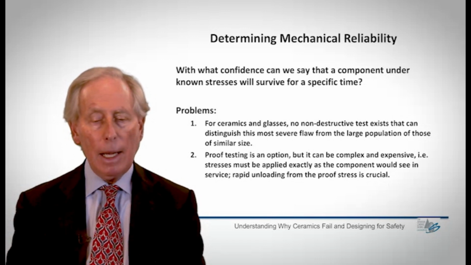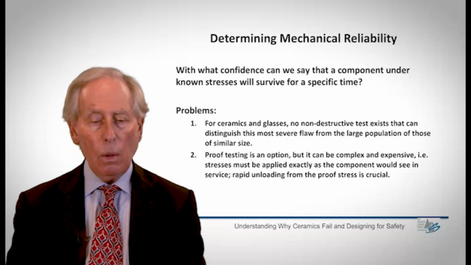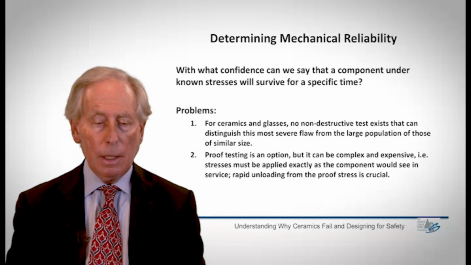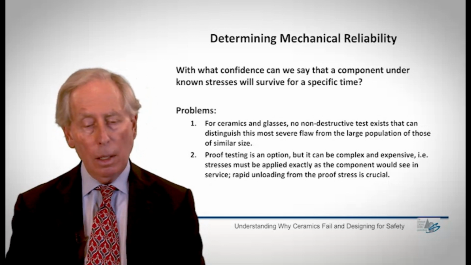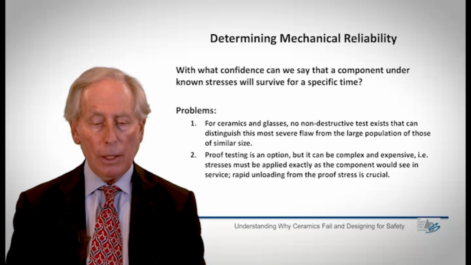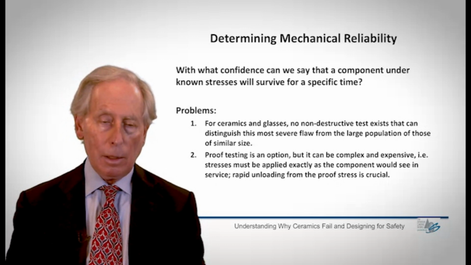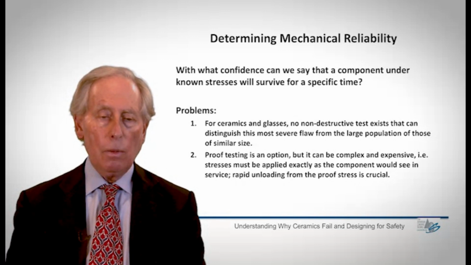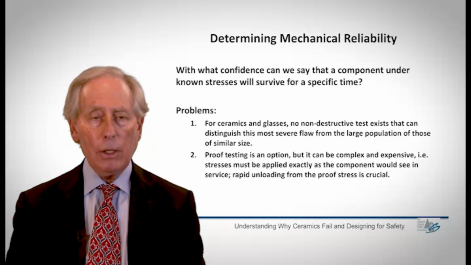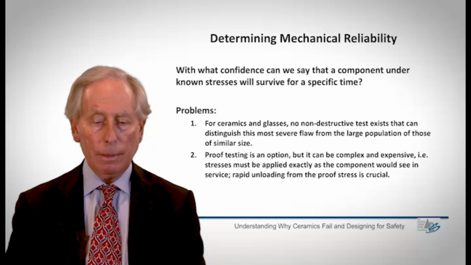For ceramics and glasses, there are no non-destructive tests that can be used to distinguish one severe flaw from a whole distribution population of flaws of similar size. Unlike metallic materials, where flaws are much larger, and we can see and discriminate between the failure-producing flaw and the rest of the population, no such technique today exists for ceramics.